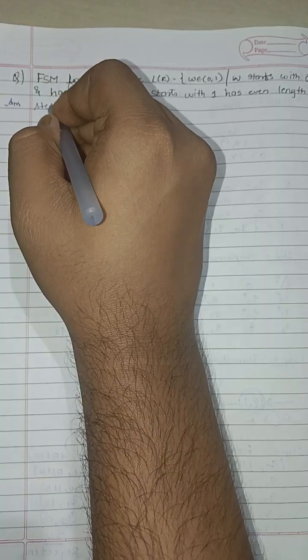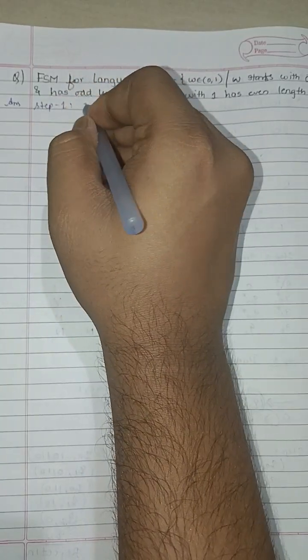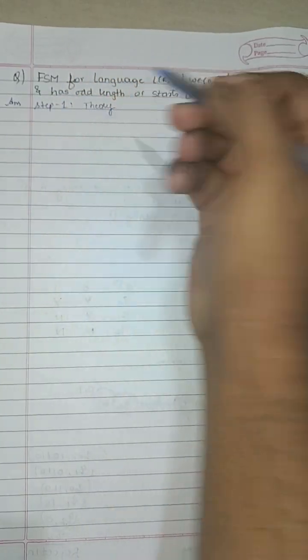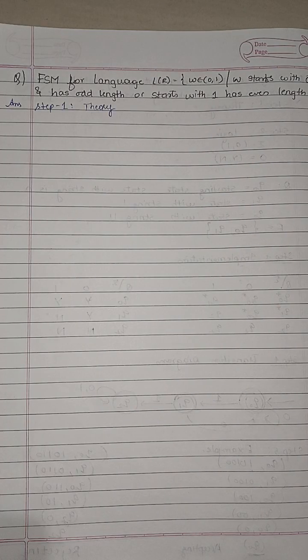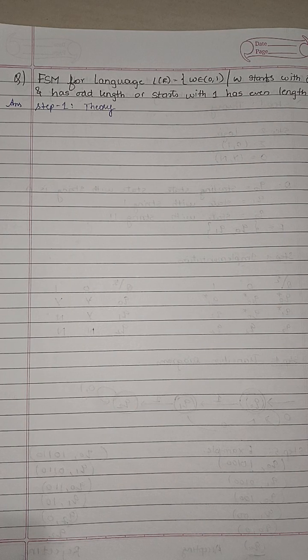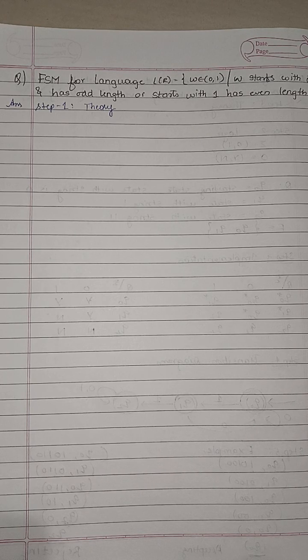Our step 1 is theory. In this you have to write the FSM theory: what is a finite state machine, the state function, the machine function, and the mathematical equation of FSM.